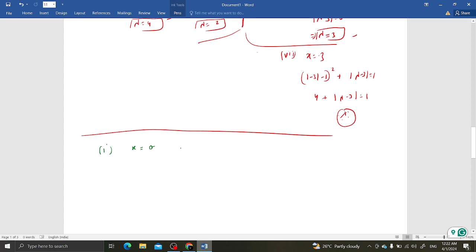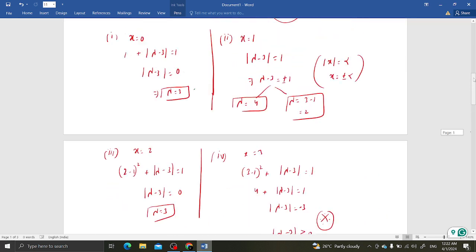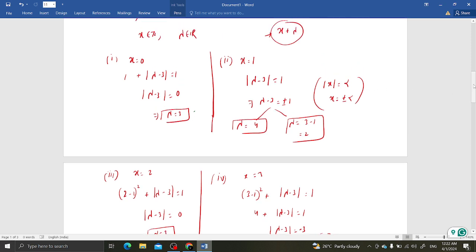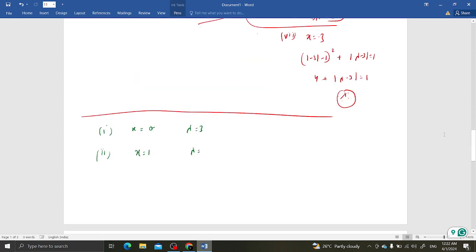If x value is 0, then the lambda value is 3. Second case, if x value is 1 I put here, then what will the lambda values be? Again I am finding what the lambda value is. X equal to 1, then lambda value is 4 and 2. Two values I got here. That is 4 and 2.